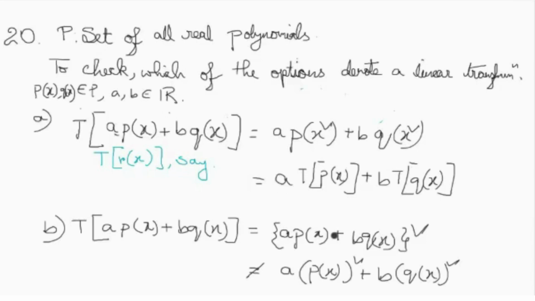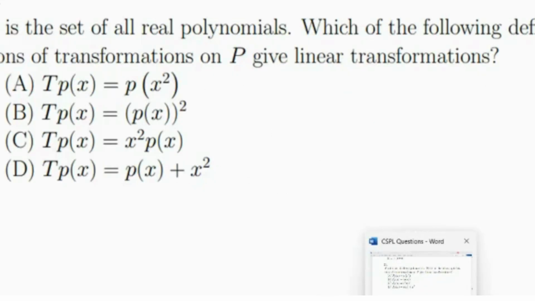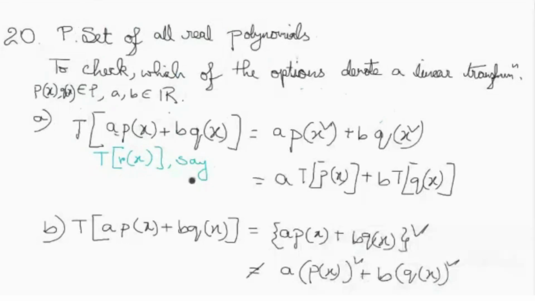Okay. So we check the first option, which says T of P(x) is equal to P of x square. So T of aP(x) + bQ(x), which we can write down as say T of R(x), is R of x square according to the first transformation. So R of x square, since R(x) is this, is just a times P of x square plus b times Q of x square, which is equal to aT(P(x)) + bT(Q(x)), since T of P(x) is just P of x square. So option A gives us a linear transformation.